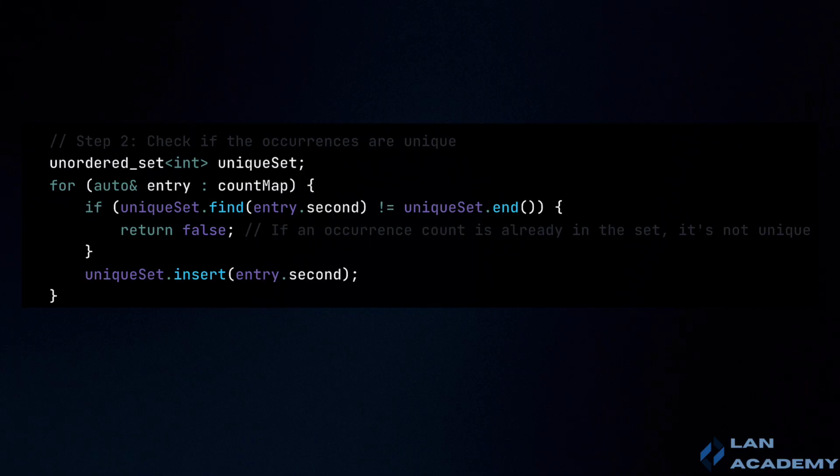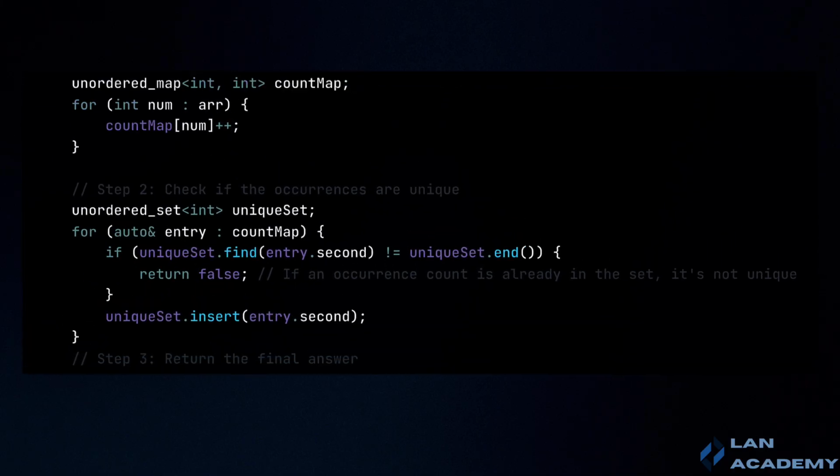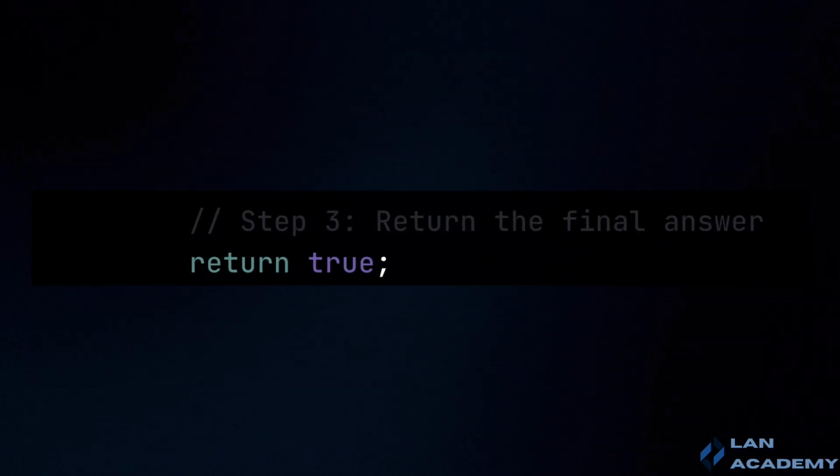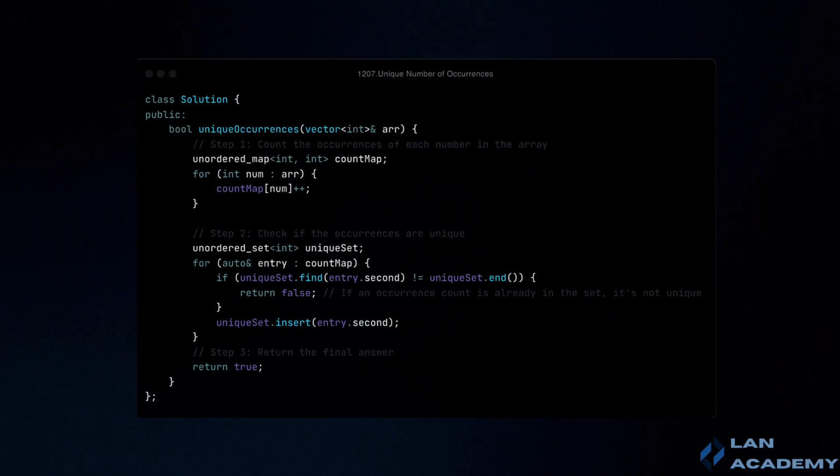If the above expression isn't true, so I don't need to return false, it means that I have uniqueness, and using uniqueset.insert of entry.second, I insert entry.second into uniqueset. This way, I make sure that the following iterations will check the uniqueness of the number of occurrences with all the numbers of occurrences encountered previously. Finally, I return true. If we didn't return false at all, it means that the final answer is true, meaning there are no duplicates in the number of occurrences.